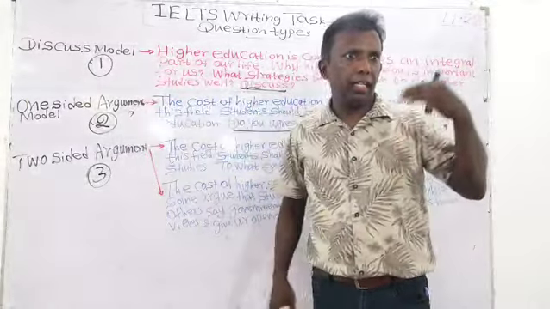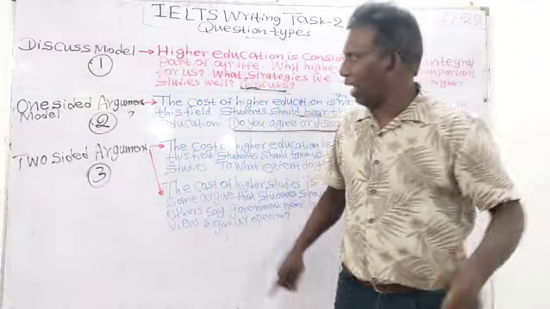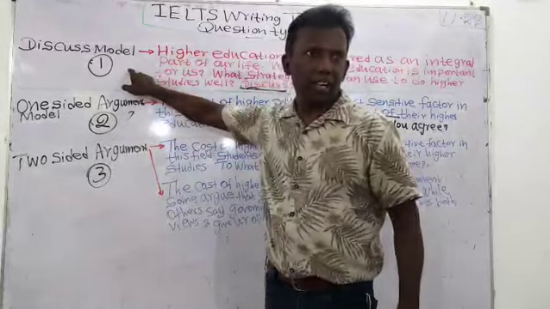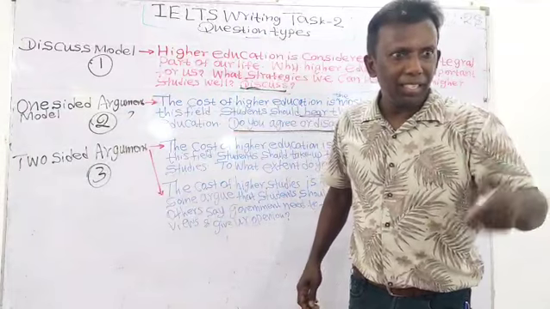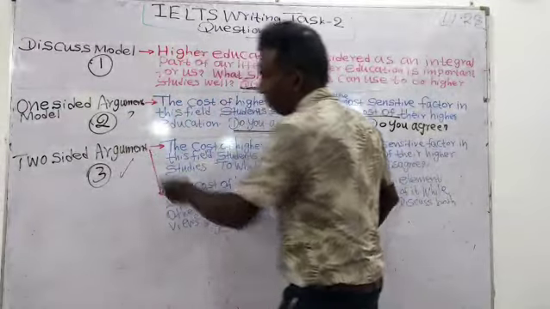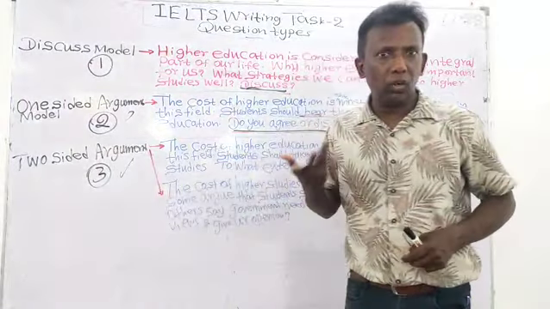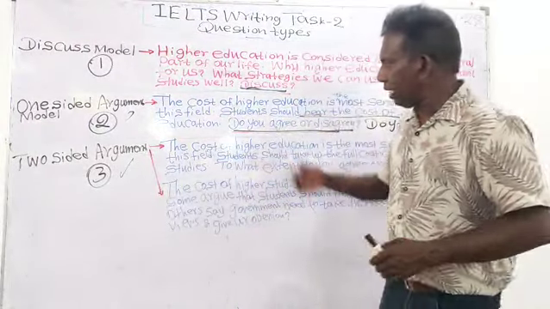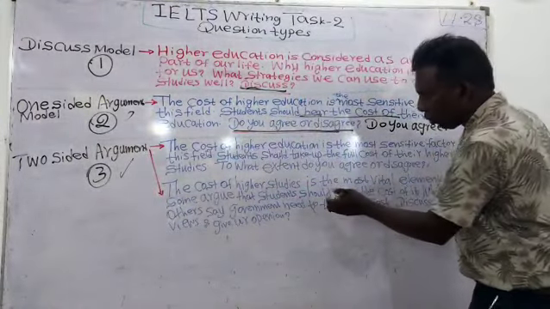Since you both are doing IELTS General, most of the time you will get this type of question. But Ishan's case is different. Since he is doing Academic, there are more chances to get this type of question. That is called two-sided argument. The two-sided argument questions basically come in two ways.